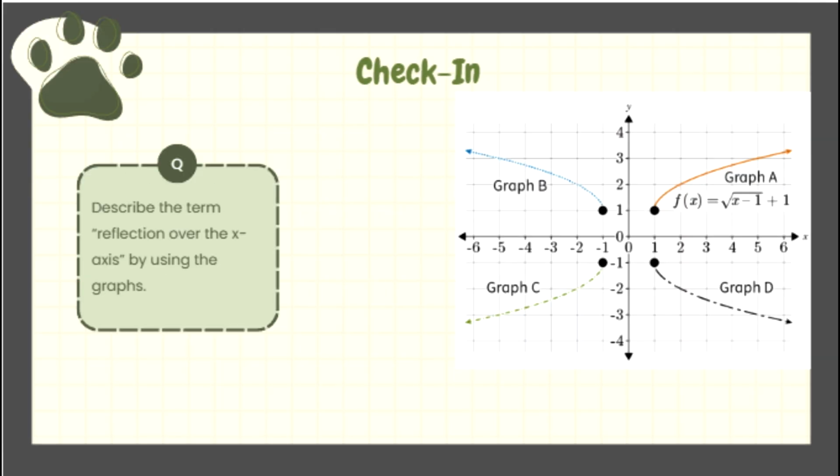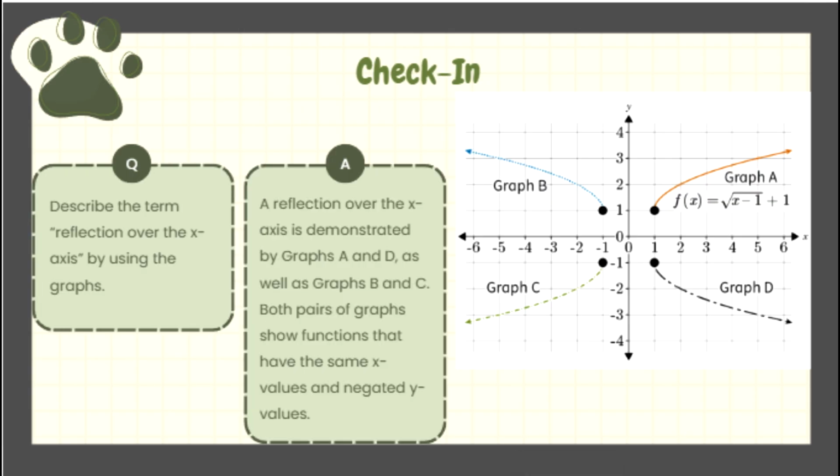Here's a check-in. Describe the term reflection over the x-axis by using the graphs. A reflection over the x-axis is demonstrated by graphs A and D. A got reflected over the x-axis to become D, as well as by graphs B and C. Both pairs of graphs show functions that have the same x values and negated y values.